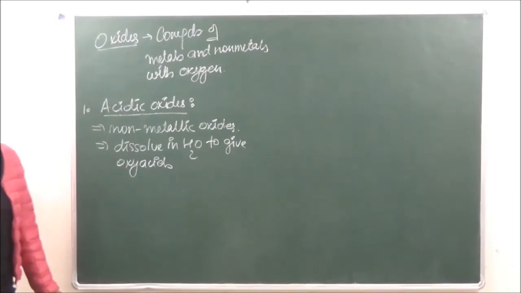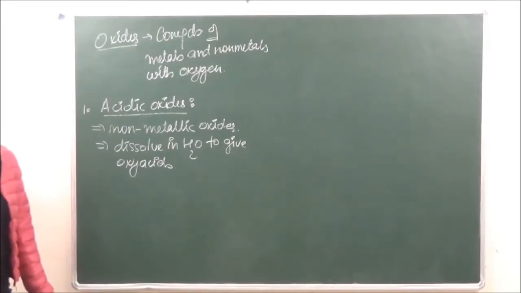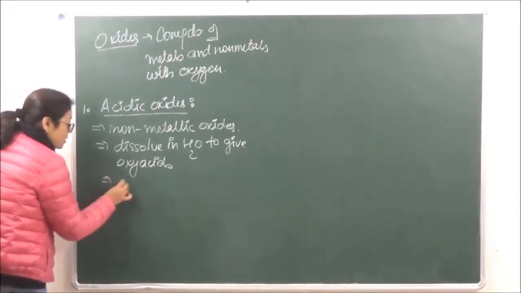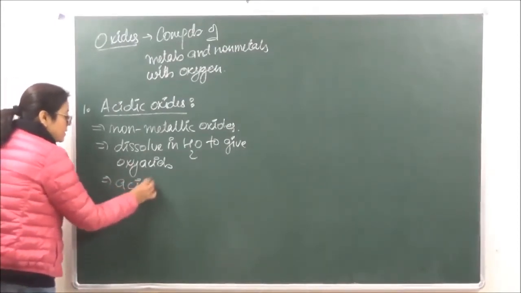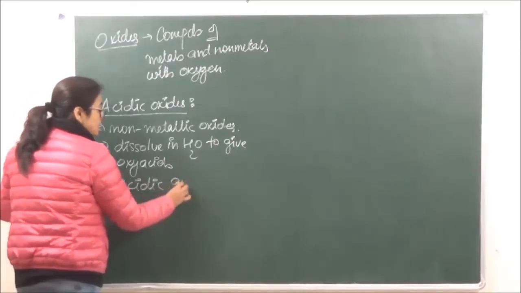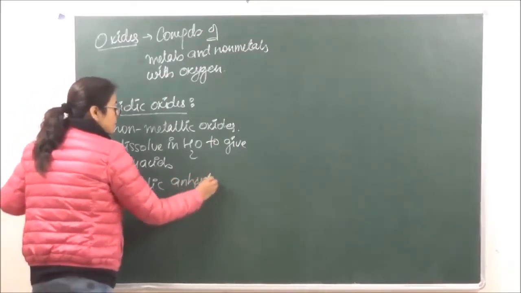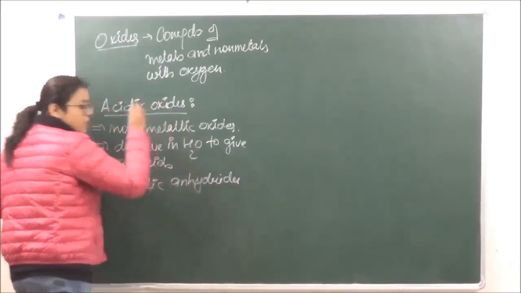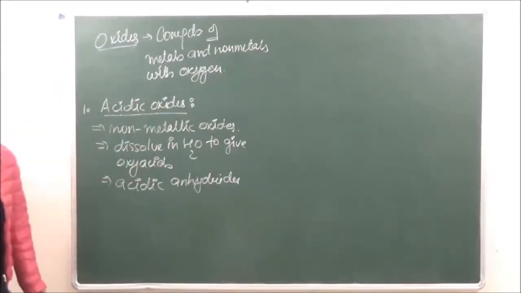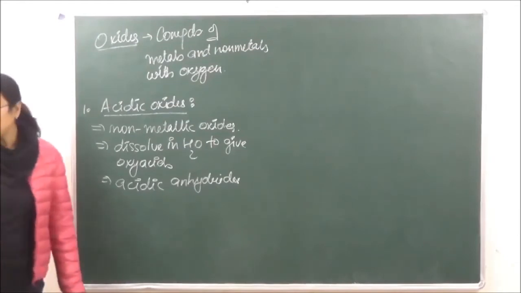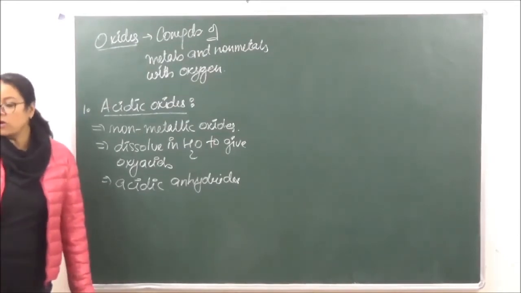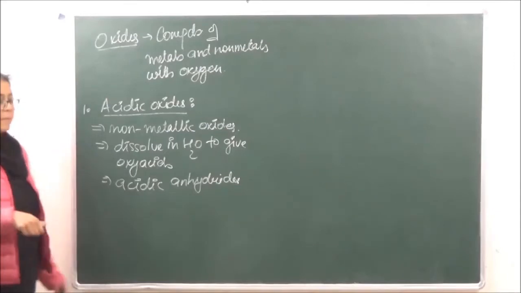ठीक है? Water के अंदर dissolve होके they are going to give us oxyacids. That is why they are known as acidic oxides. These are also called acidic anhydrides. They will also be known as acidic anhydrides of their corresponding acids. ठीक है? Now when we are talking of acidic oxides, let's take a few examples over here.